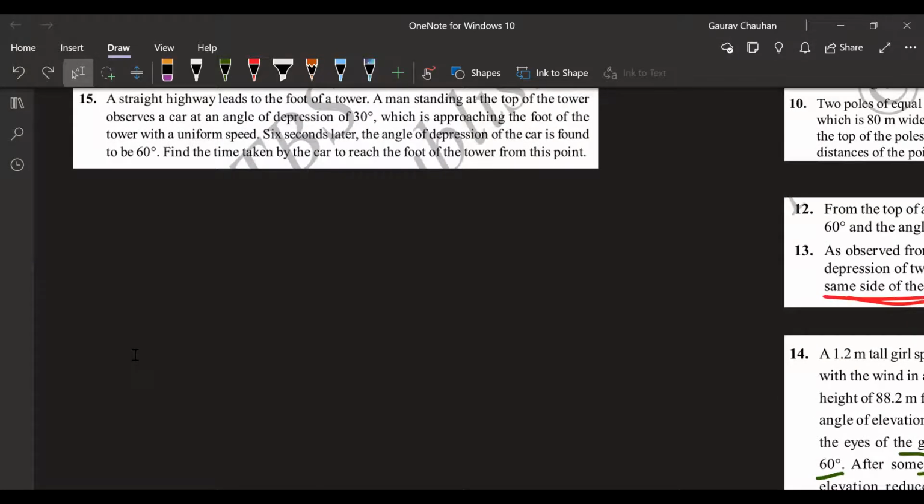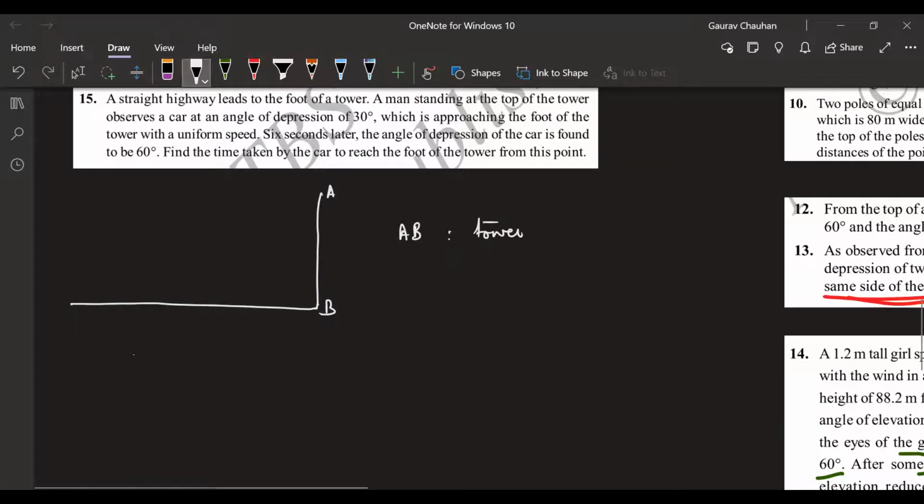Question number 15: a straight highway leads to the foot of a tower. So there we have our diagram already in the making. Let AB be my tower. A man standing at the top of the tower, that means the man is standing here at A, observes a car at an angle of depression of 30 degrees, which is approaching the foot of the tower with uniform speed.